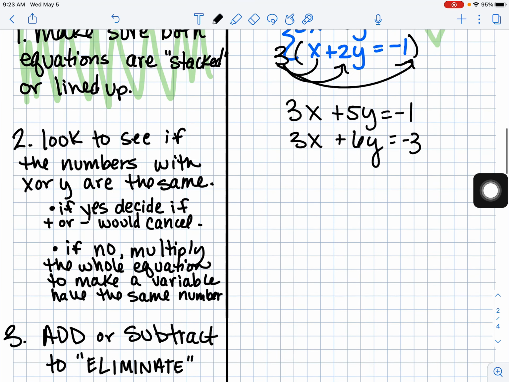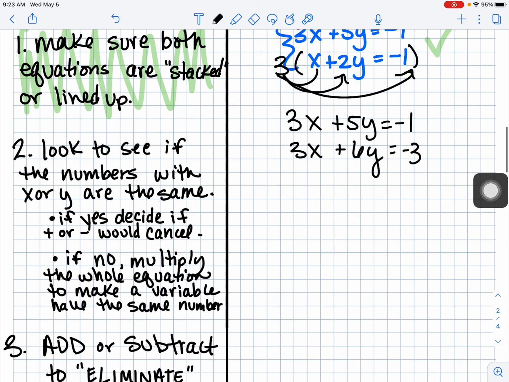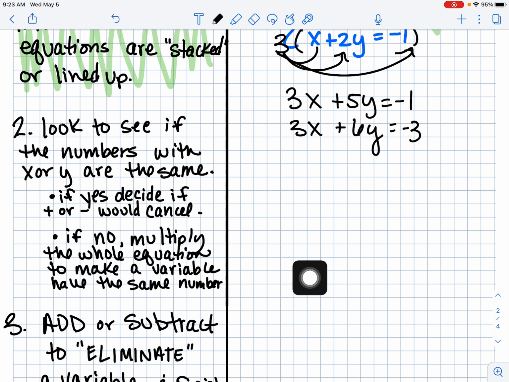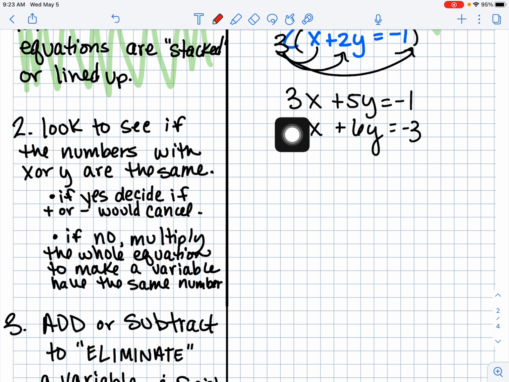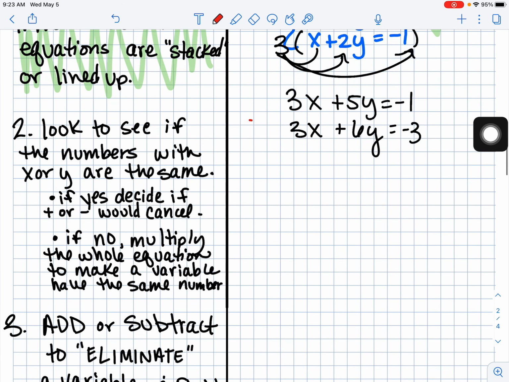So now I need to do question 3, or step 3. Should I add them to cancel them, or should I subtract them to cancel them? So 3 plus 3 would give me 6. That would not cancel into 0. But 3 minus 3 would give me 0. So I'm going to subtract both of these equations so that I can cancel out my x.